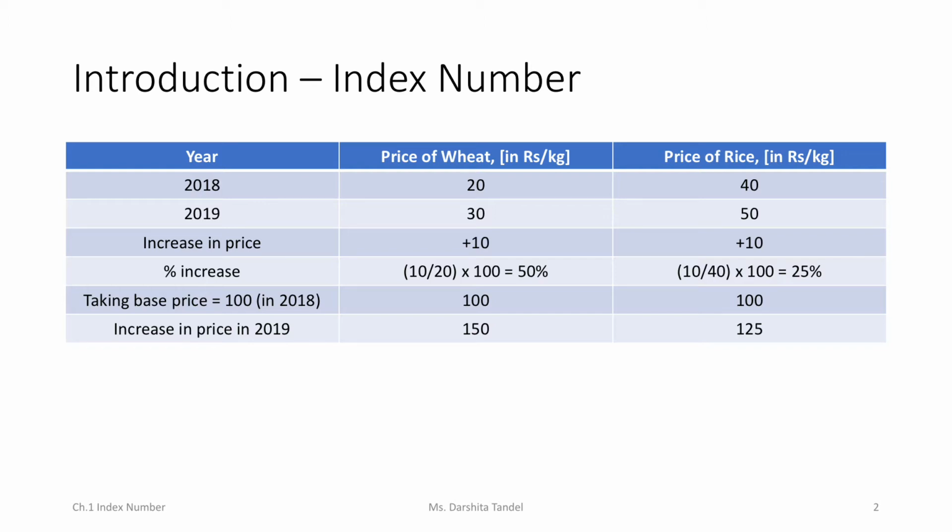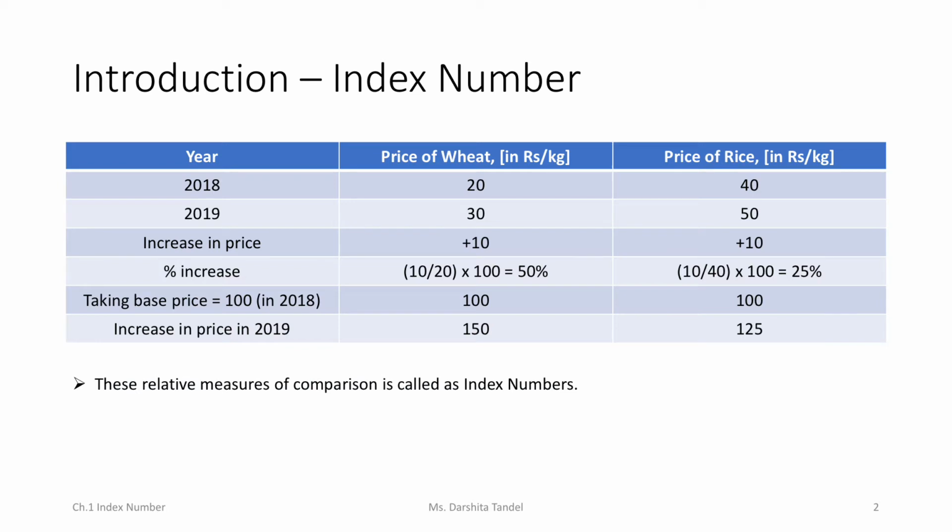Now see the increase in percentage. Here the increase in percentage of wheat is 10 divided by the base price 20, into 100, which is equal to 50 percent. The price of rice is rupees 10 divided by 40, into 100, which is equal to 25 percent. So if we take the base price of wheat in 2018 as rupees 100, then the price in 2019 becomes 150. Similarly, if we take the base price of rice in 2018 as rupees 100, it becomes rupees 125 in 2019.